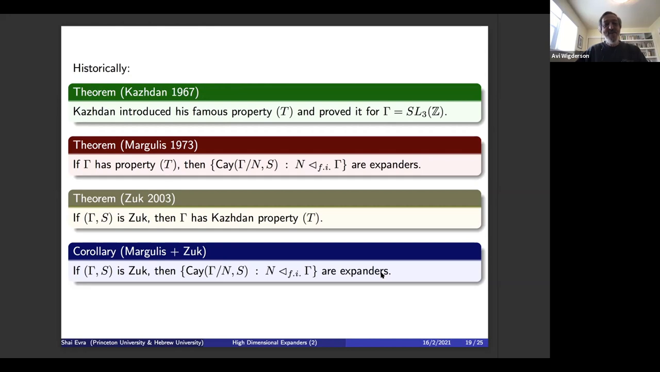Margulis was asked by Pinsker, who needed expanders but could only prove that they existed by a probabilistic argument, for reasons coming from coding theory and fault tolerance in circuits. Anyway, he asked whether there are explicit examples. And the way I imagined this conversation, Margulis immediately said yes. I know, that's my vision.